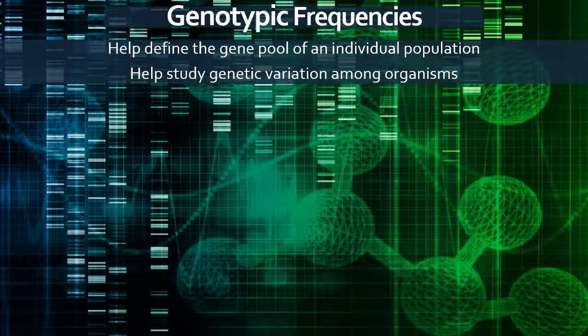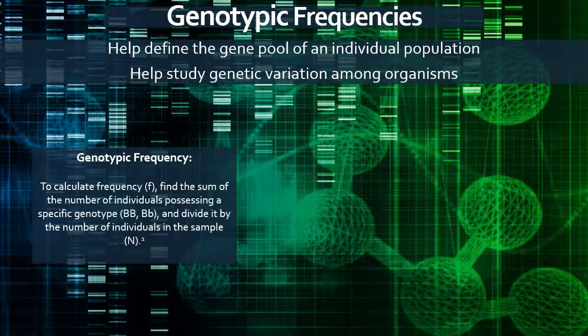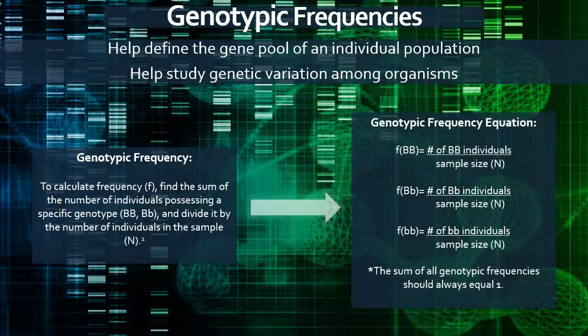Genotypic frequencies help define the gene pool of an individual population and help study genetic variation among organisms. To calculate genotypic frequency, find the sum of the number of individuals possessing a specific genotype and divide it by the number of individuals in a sample, noted by the letter N. Here are examples of the frequency equation using both homozygous and heterozygous genotypes. Note that the sum of all genotypic frequencies should always equal 1.